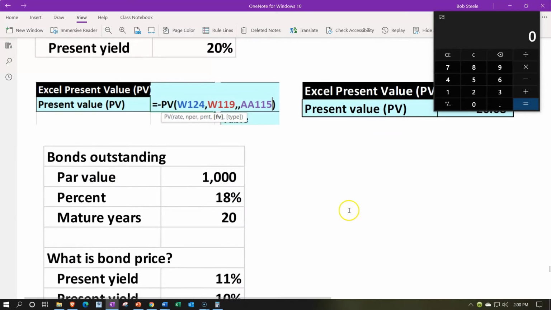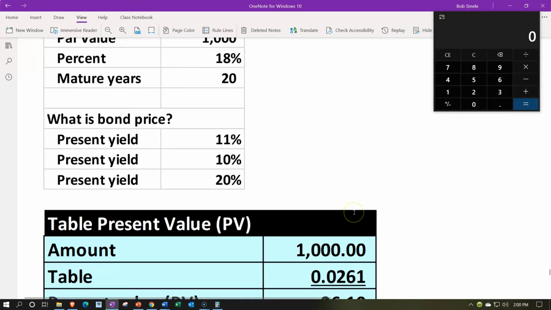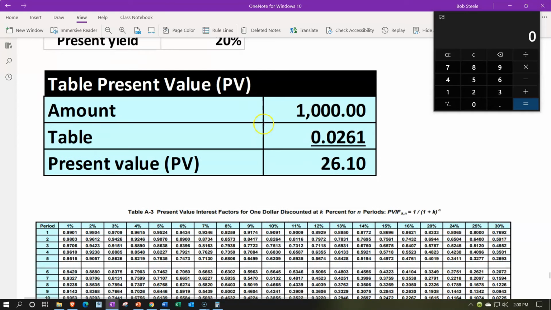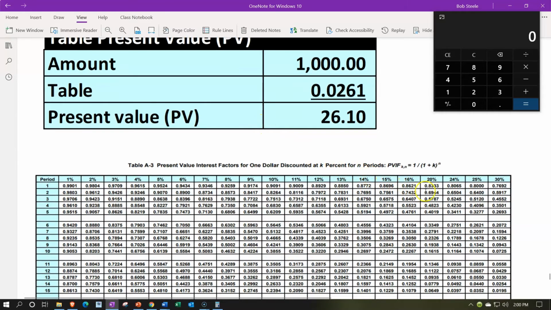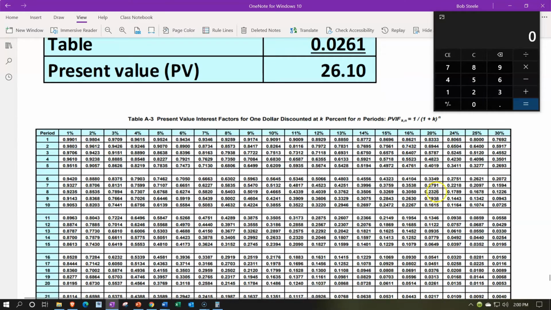We can also do it once again with the tables, rounding it out with the table time, making sure that we got the proper table, not present value of an annuity, present value of 1, this time looking at the 20%, 20 years. 2020 once again, but with a different table. This is the one with the smaller numbers.